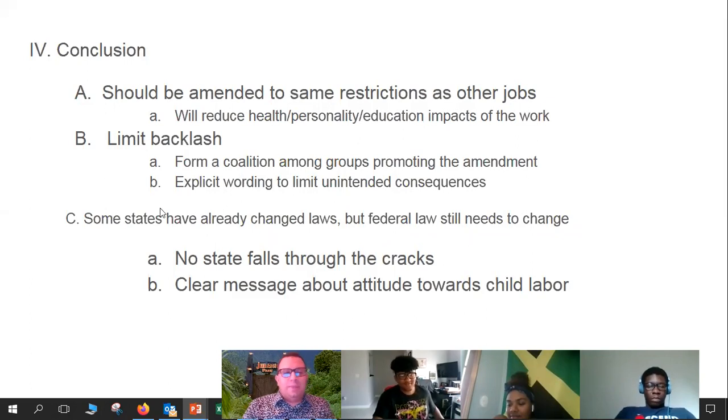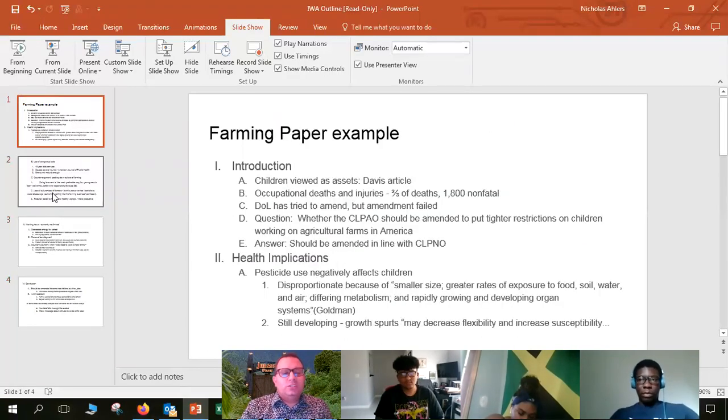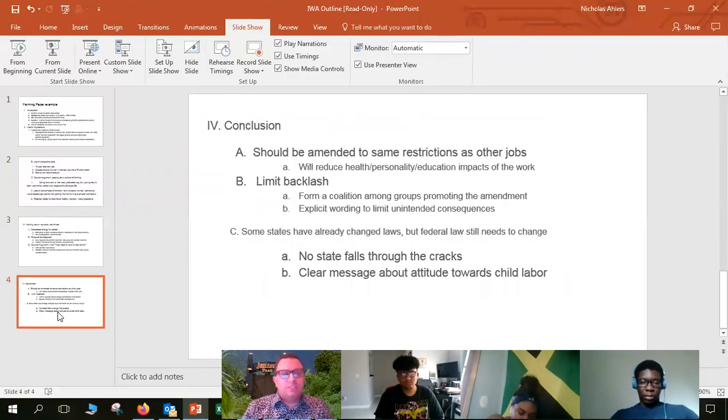The states that don't want to pass laws like this are states like Oklahoma and Kansas and Idaho, states where farming is in their blood. So the counter argument there would be that, again, if you have a federal law, everybody's following the same rules, everybody's on the same page, and it sends a very clear message to people about how this country views and how this country feels about child labor.